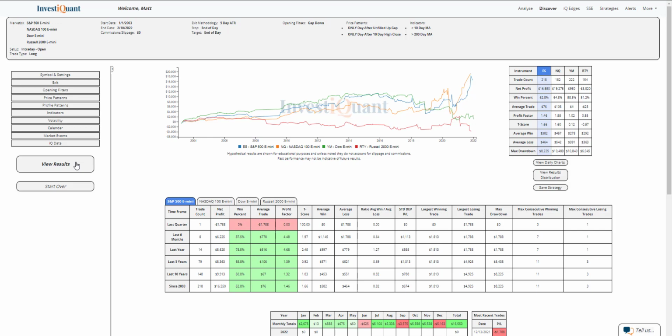If we look at the average moves, the average loss is larger than the average win in the S&P. That is also the case for the other instruments as well. So NASDAQ, Dow, and Russell all have larger average losses. So historically speaking, the moves to the downside have been larger than the moves to the upside following this pattern. But for at least 3 out of the 4 instruments, it has more often than not closed above the opening print following that 10-day high close with an unfilled up gap.